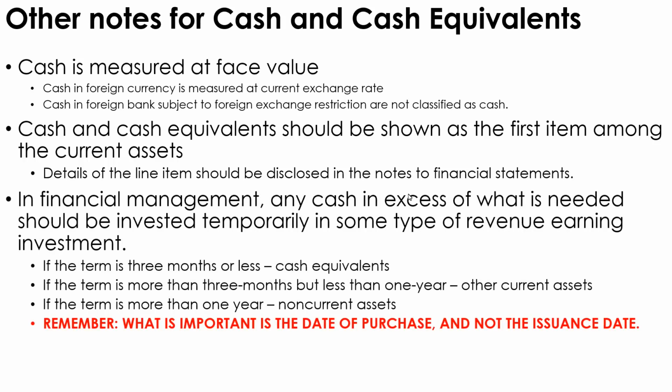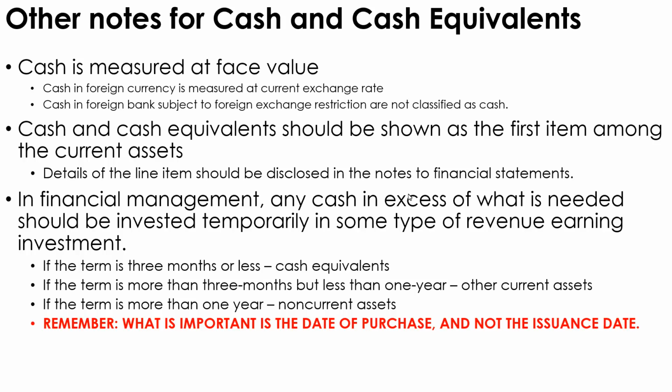And in financial management, any cash in excess of what is needed should be invested temporarily in some type of revenue earning investment. What is the meaning of that? For example, Company X needs cash in its day-to-day operations, so it has to maintain 1 million cash to sustain its operations every day. However, it has 5 million cash, which means it has an excess of 4 million cash. That 4 million should not just be kept as cash. It should be invested into a revenue earning investment. That is in accordance with financial management. Because you do not need that 4 million cash since 1 million is enough. Right? So what will you do with the 4 million? You invest it so that you can earn other income.